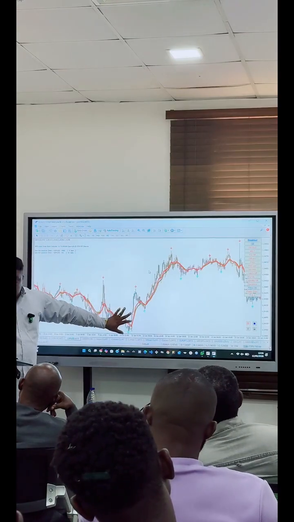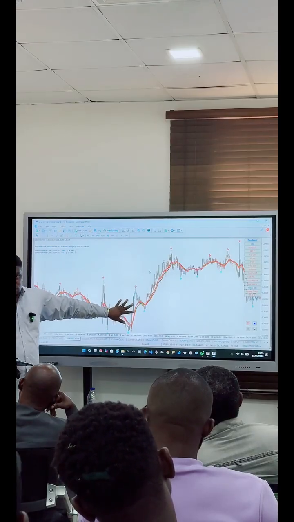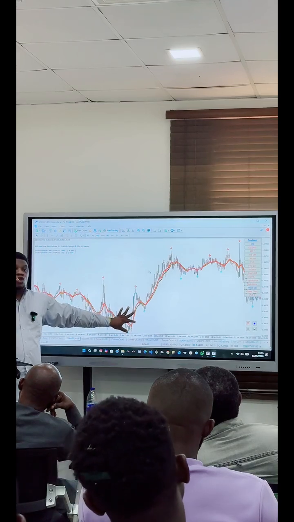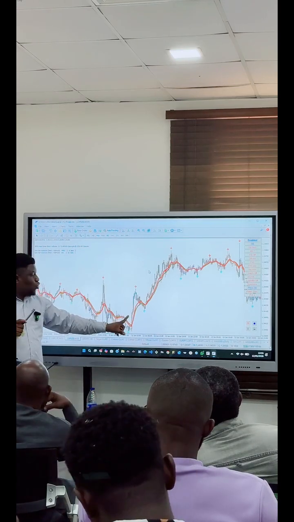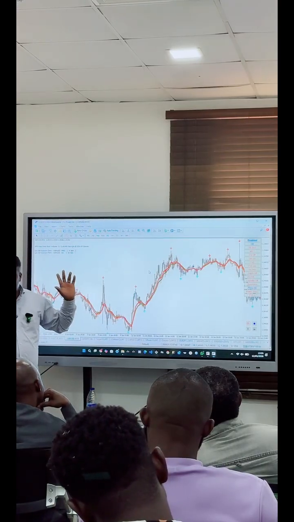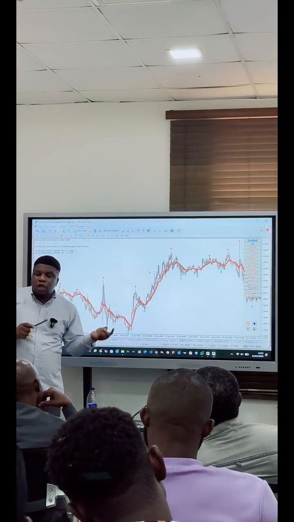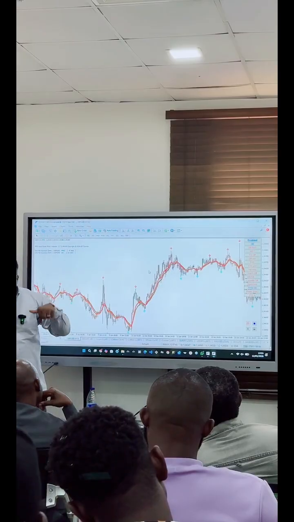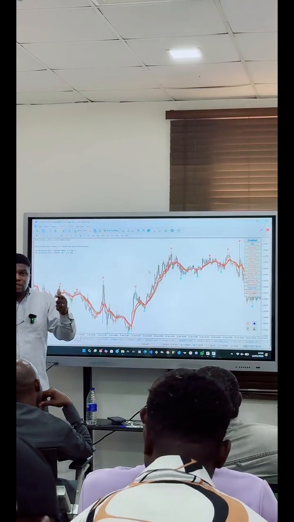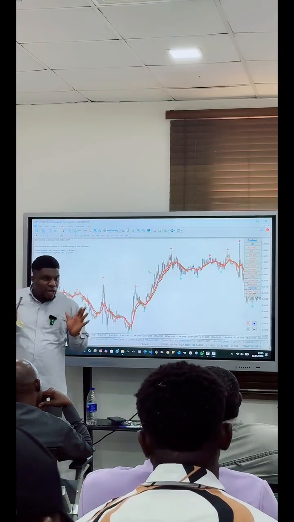Now, the green candles are usually what we call the bullish candles or the buyer's candle. Those are the candles that signify that price is going up. So whenever you see green, it shows price is going up. Now, the second candle, which is red, they are what we call the bearish candles. The bearish candles mean that price is going down. That is, sellers are in control now.